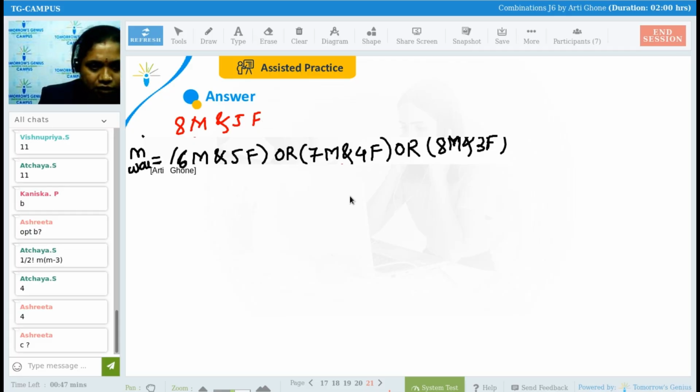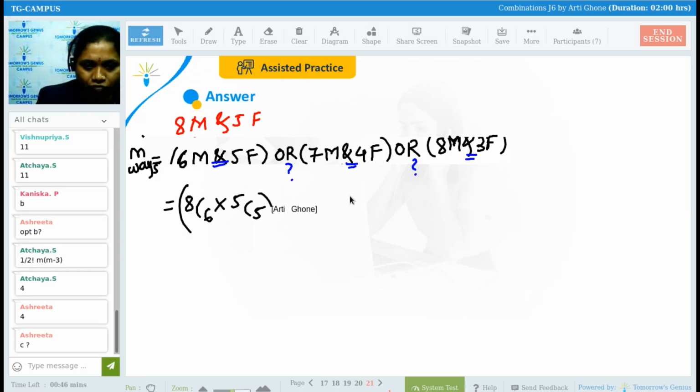So what are M ways? It is equal to 6 males considered out of 8. I am taking 6 out of 8. And what is the connective of "and"? Whenever there is "and", I have to use multiplication. And whenever there is "or", I have to use addition. Clear? Okay. So nothing but it's 8C6 into, what is the answer for 5 females?